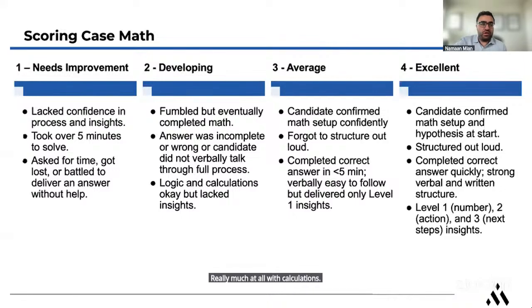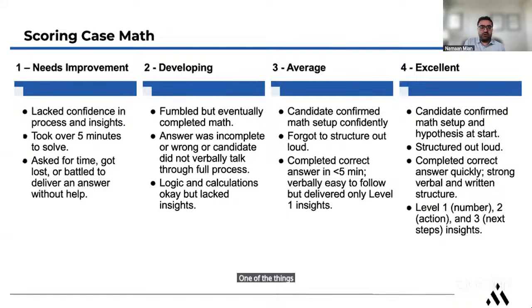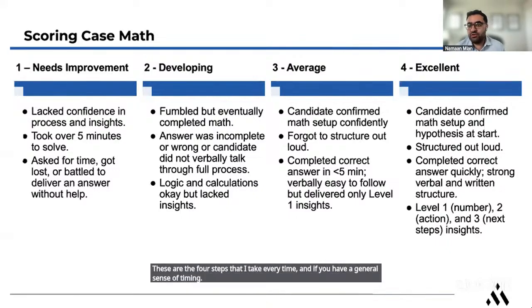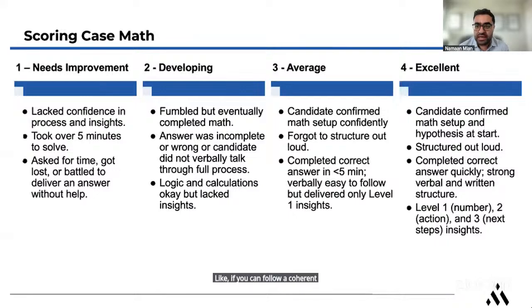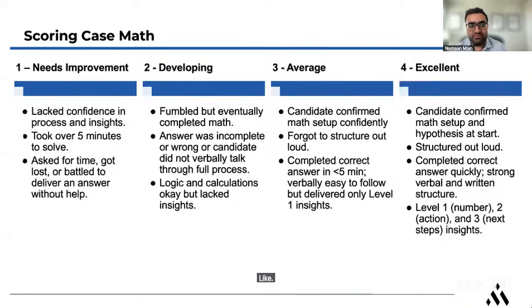If you look at a score of 1 out of 4 for case math, one of the things that you see here is that it took you too long to solve. So if you have a process down, which you all do now, these are the 4 steps that I take every time, and if you have a general sense of timing, you're going to get out of a score of one pretty easily. If you can follow a coherent process, stay on time, and get to some kind of answer, you're already out of the first bucket.